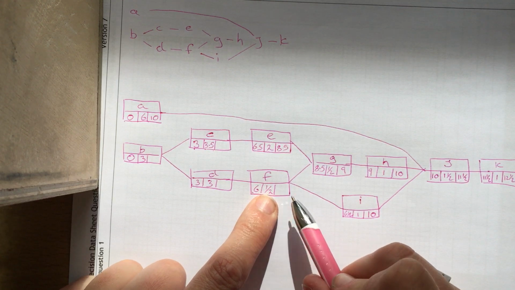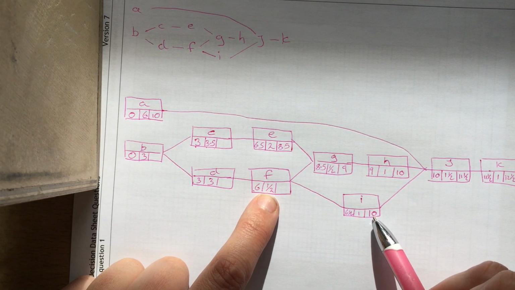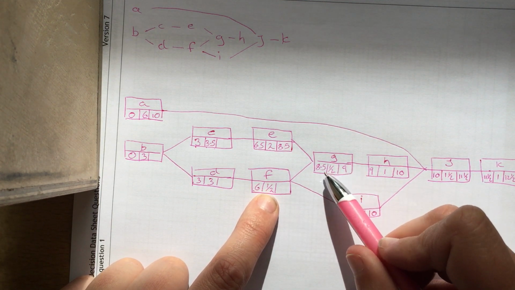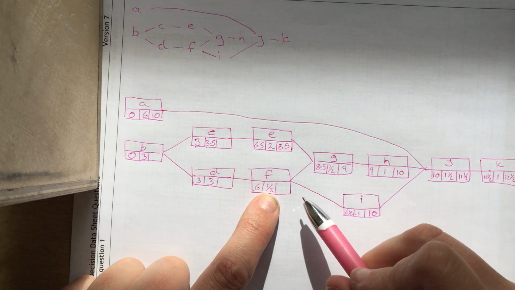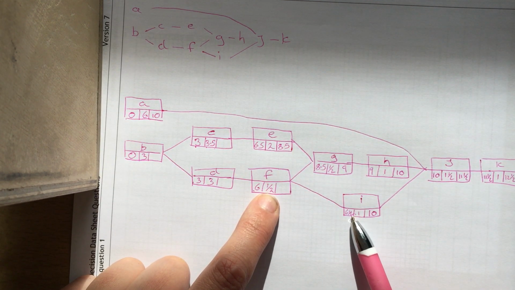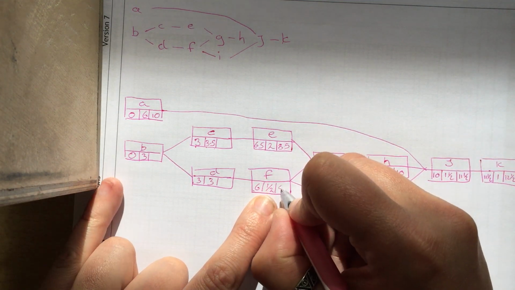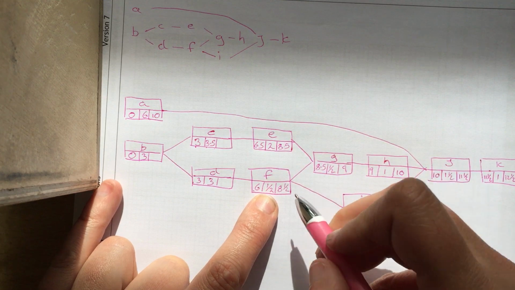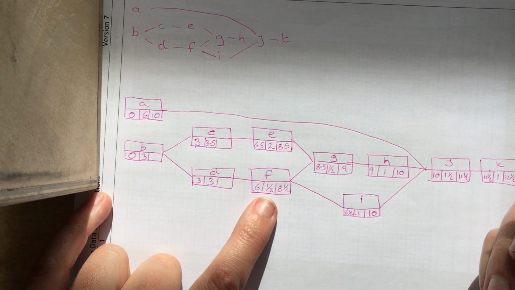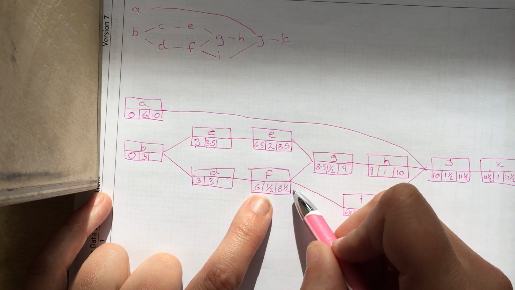But this one has 2 going into it. It's given a deadline of 10 minus 1, which is 9, and 9 minus a half, which is 8.5. If it finishes at 8.5, both of these can start on time. If it finishes at 9, this one's going to be starting late. So this one's going to need to be 8.5. 8.5 take a half is 8.